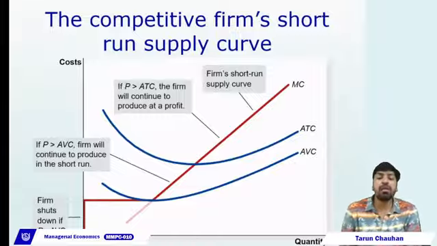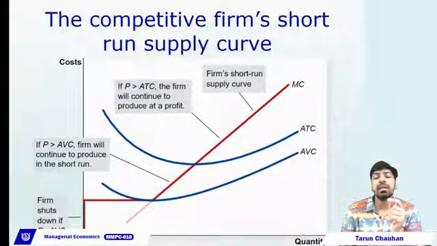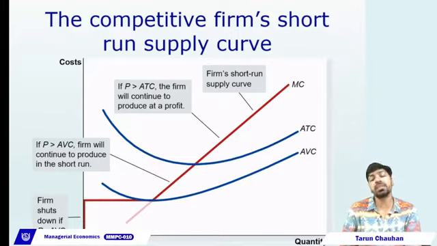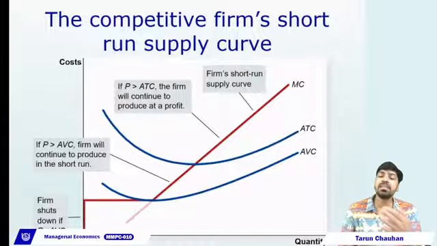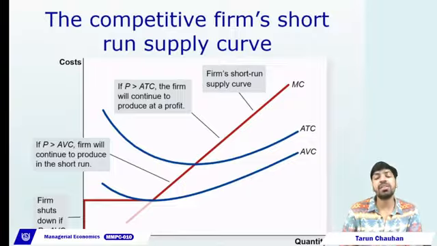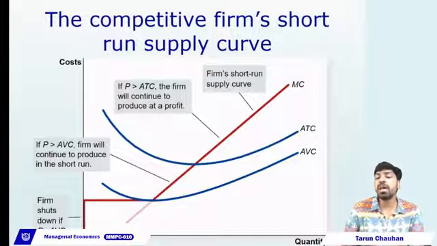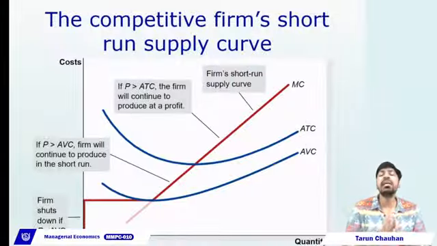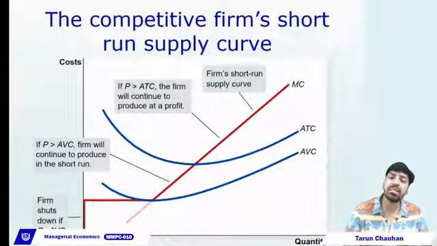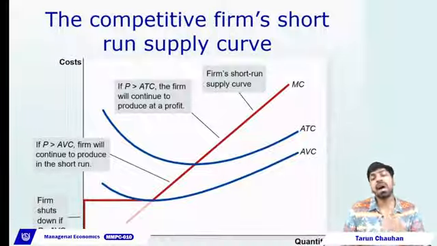But when we talk about the optimum level, below the average total cost, if the price is more than the average variable cost, the firm will continue to produce in the short run. So if the price is more than AVC, then the firm will continue to produce in the short run. If the price is less than the AVC, then the firm will take a decision to shut down all its operations and just leave the competitive market.